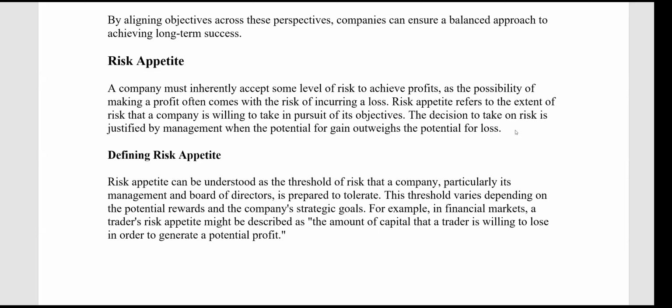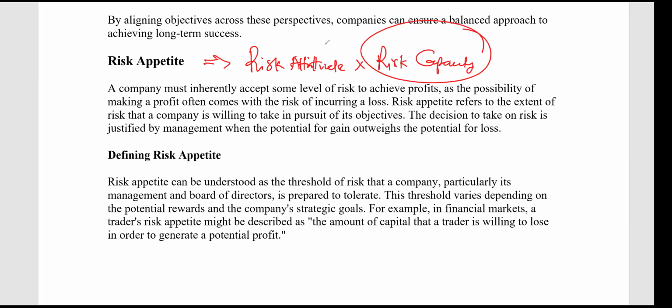The decision to take on risk is justified by management when the potential for gain outweighs the potential for loss. So the whole thing is that your appetite for risk is the extent that you are willing to take in pursuit of risk. Risk appetite can be understood as the threshold of risk that your management and board of directors are expected to tolerate. And your risk appetite is mostly a product of your risk attitude and risk capacity.